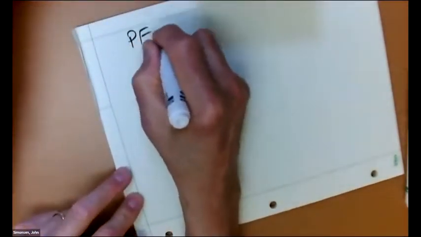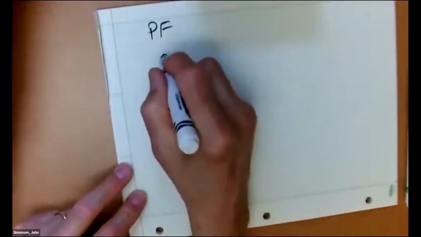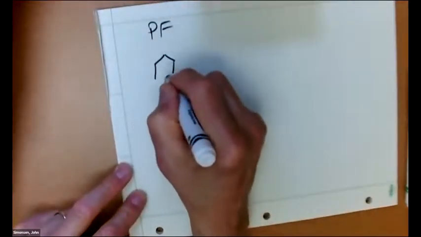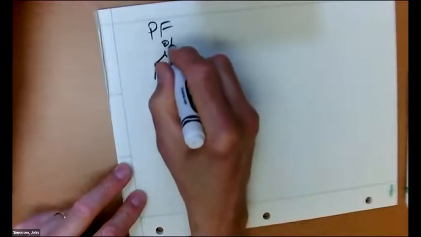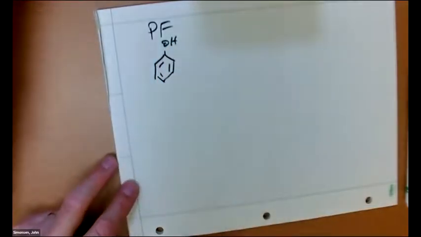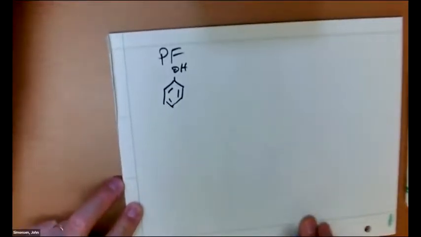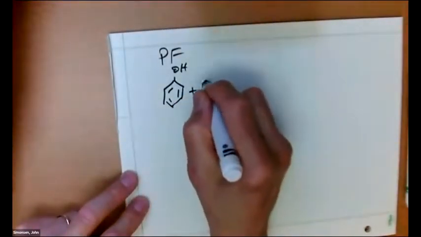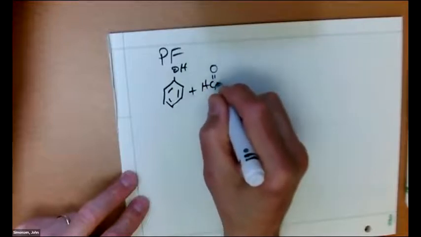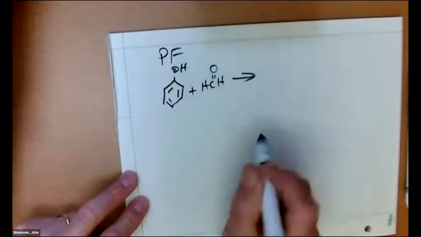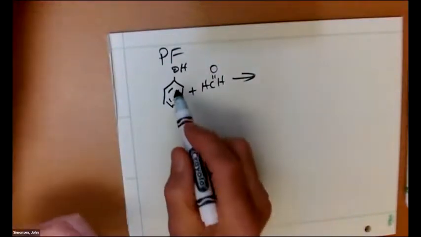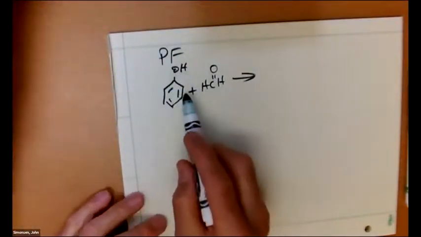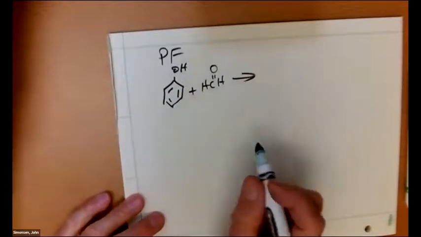Next we have PF, which is phenol formaldehyde. Phenol is this compound. So that's phenol. See that okay? Plus the formaldehyde. If you remember your OChem, the oxygen here will direct to ortho-para positions.